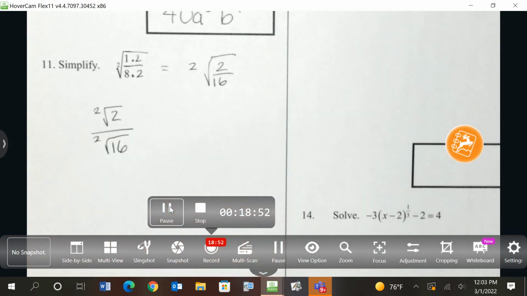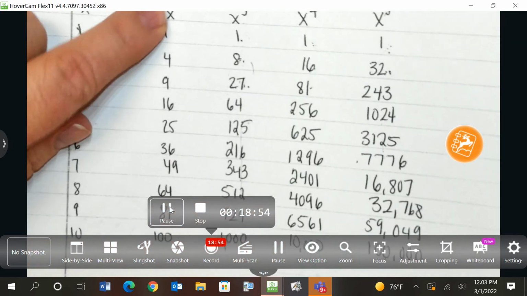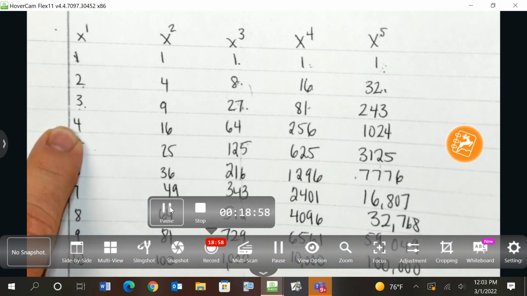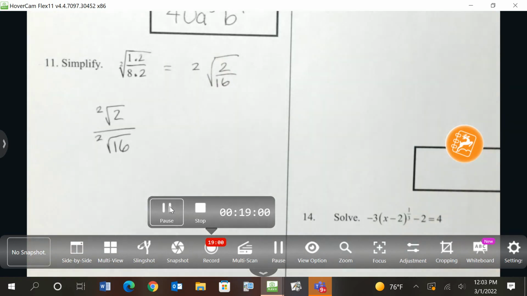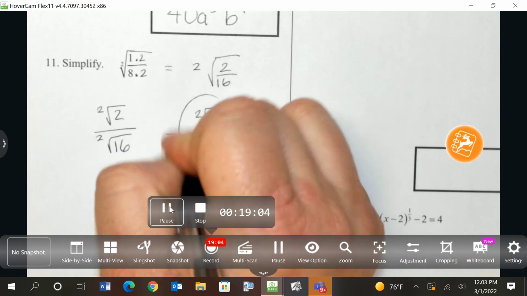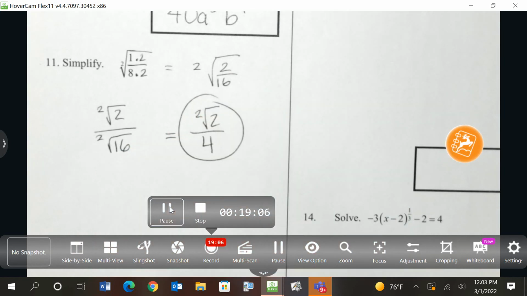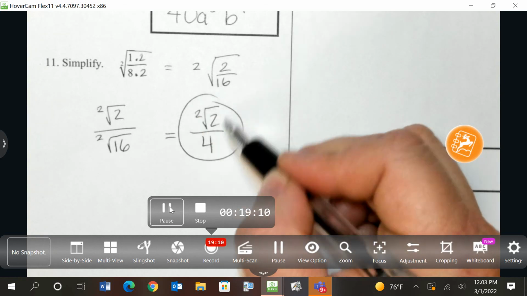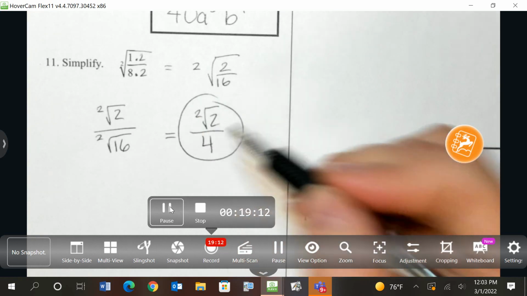And now I can evaluate the bottom, because in this column there's a 16, and the square root of 16 is 4. So down here, this is our simplified answer. Remember, I cannot simplify this to like a 1/2. They are not within like terms.